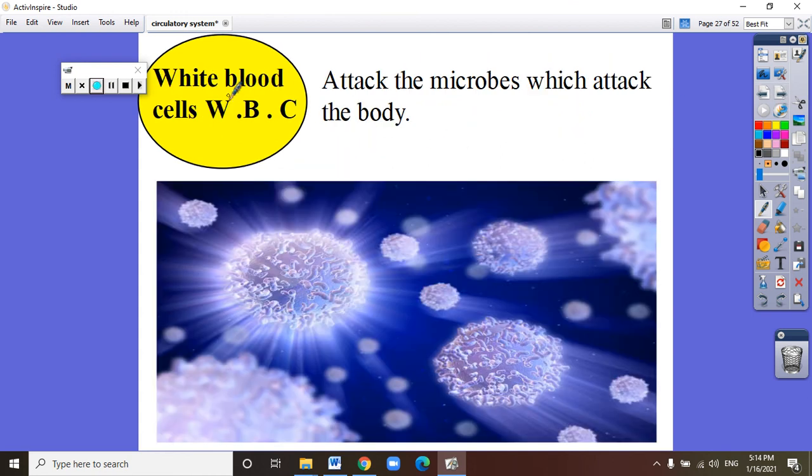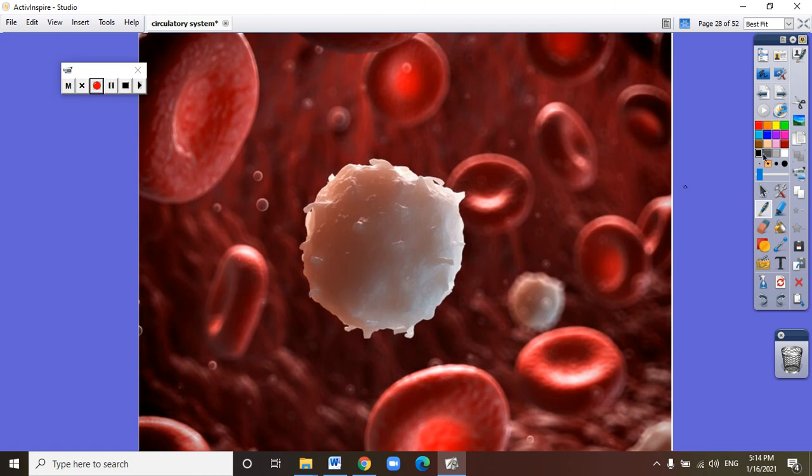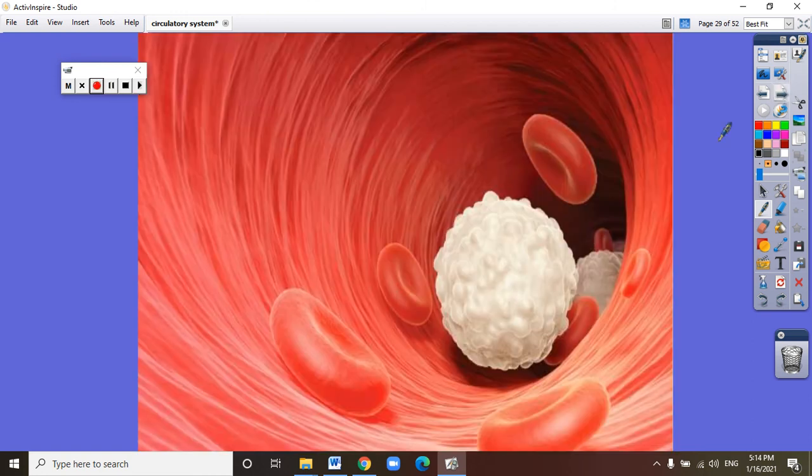Okay, white blood cells, they have nuclei inside them. Okay, and they are the army of the body. They defend the body against microbes. They attack any microbes that attack the body, and that's the shape of the white blood cells. And also that's a white blood cell, and that's a white blood cell.